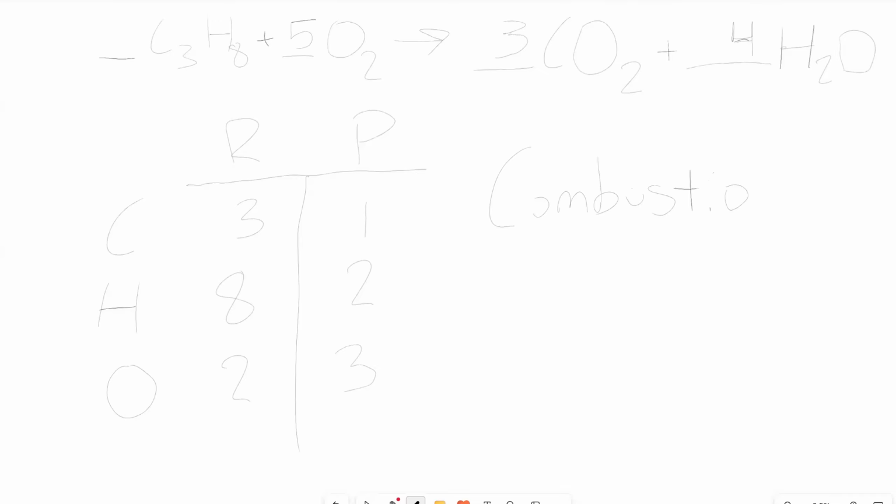And yeah, just making sure everything checks out. We have 3 carbon atoms here, 3 carbon atoms here, 8 hydrogen atoms here, 8 on this side, 5 O2 or 10 oxygen atoms. We have 6 plus 4. And yeah, that is about it.